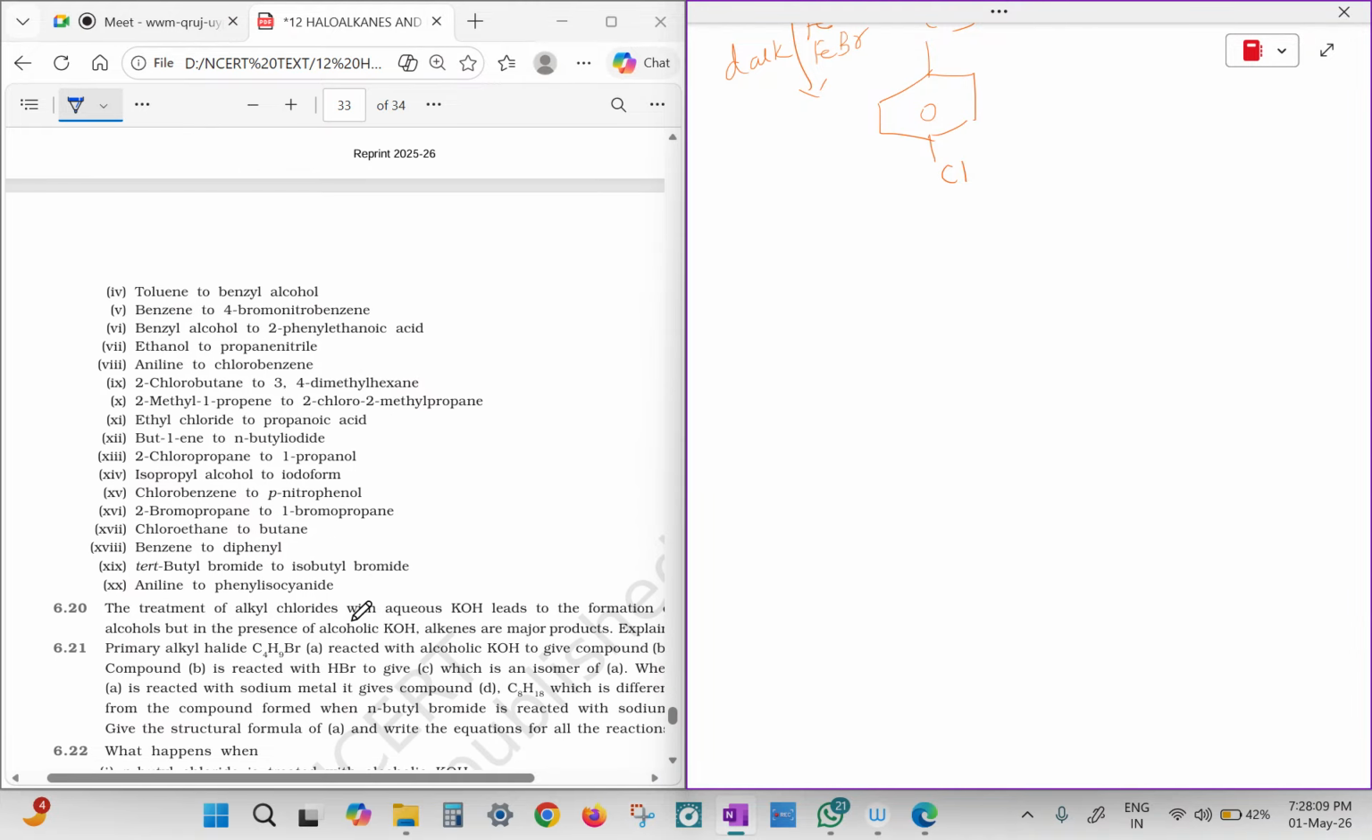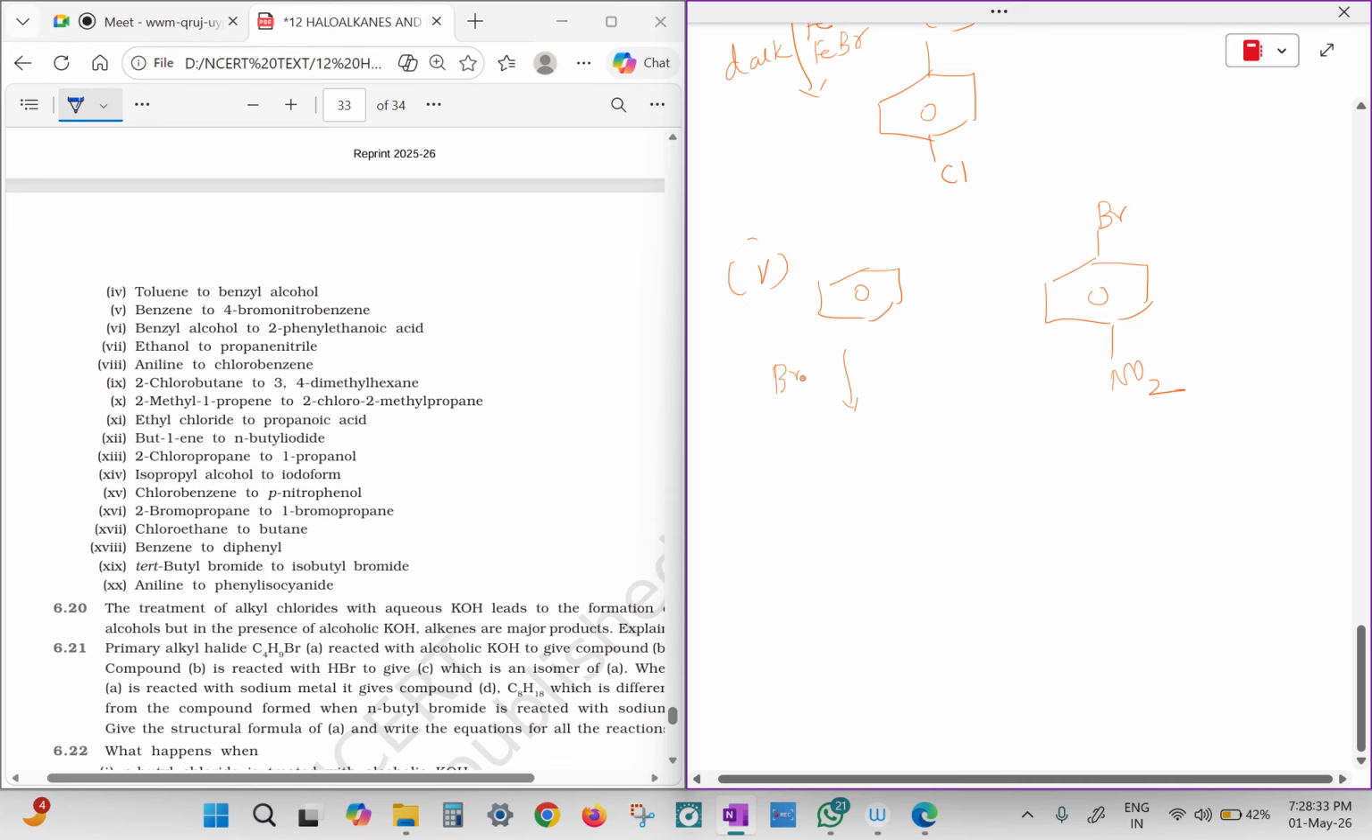The next one, benzene to 4-bromonitrobenzene. Fifth part, benzene. This is like your class 11, 4-bromonitrobenzene. So which one will you do first, nitration or bromination? Bromination, ma'am. So first Br2 in the presence of FeBr3, introduce a bromine group. And because bromine is ortho-para-directing, the nitronium ion will be added to the para position. Remember all these children? Yes, ma'am.